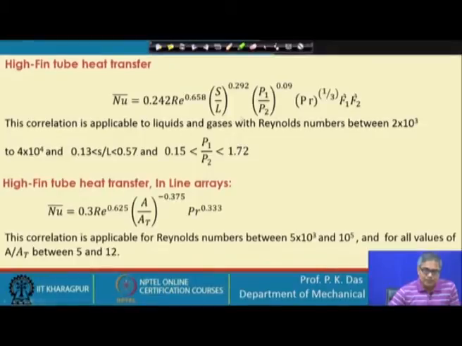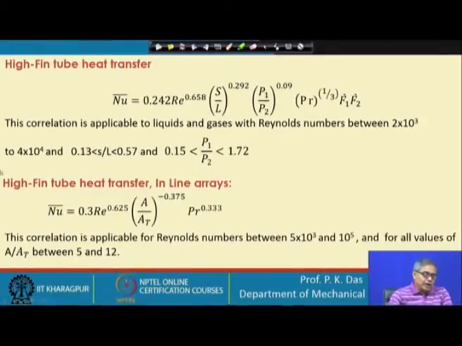This correlation is applicable to liquids and gases with a Reynolds number range that has been given, and then some other geometrical parameters have also been given. So, this is one kind of correlation we get, and then we can have different correlations also. There are many correlations available.